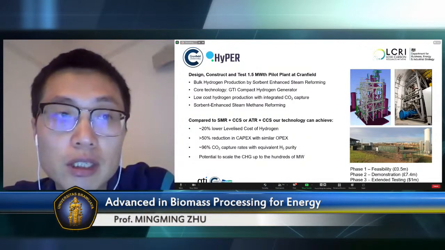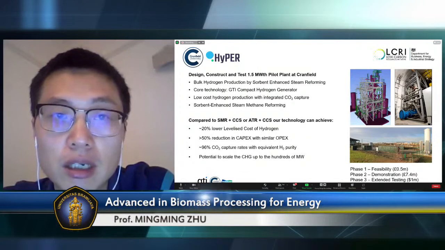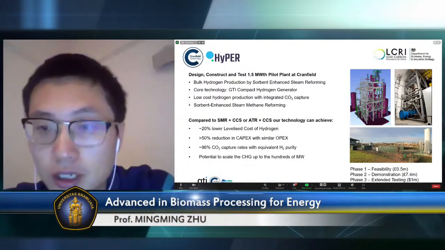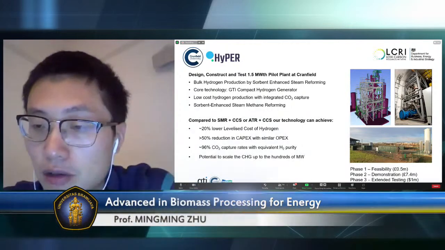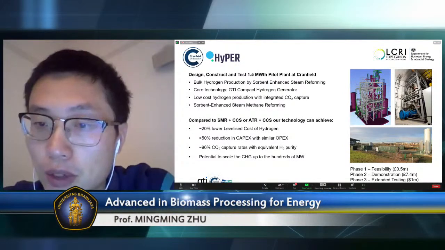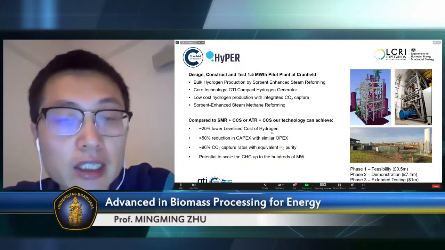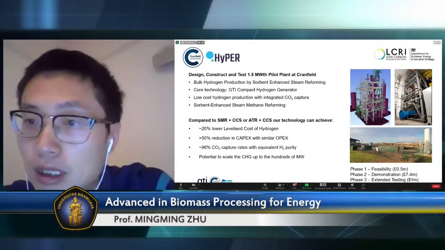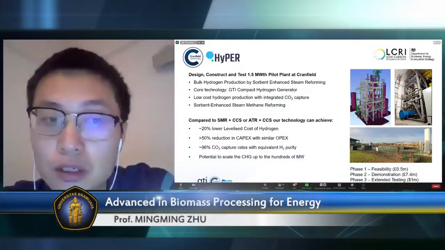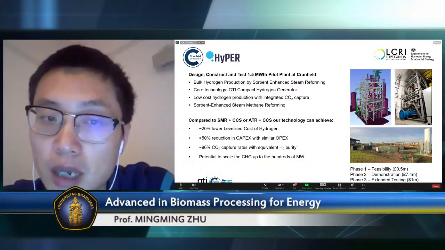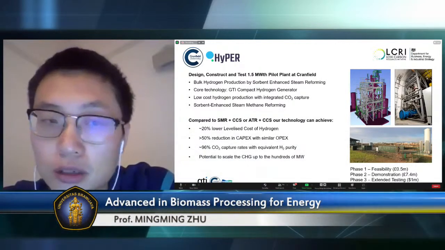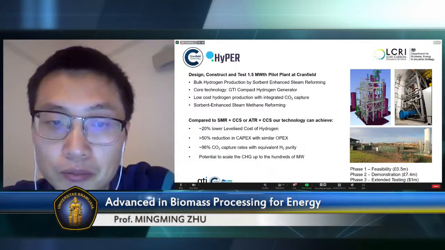So we try to design and construct a 1.5 megawatt pilot plant in the university. And this is the site that we try to build. It is expected that the whole system, if it can be successfully demonstrated, is going to reduce the capital cost by like 50% and achieve 20% lower cost of hydrogen production.